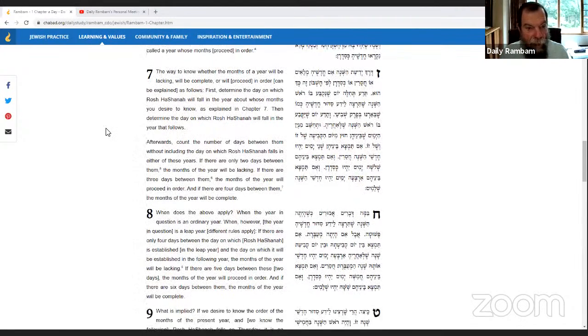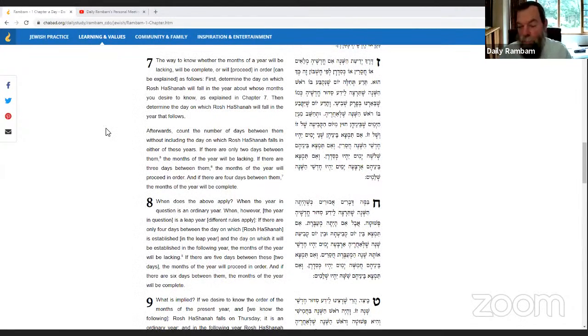Number 7. Now he's going to tell us some tricks of how to calculate the calendar. I don't think any of you are really into this stuff, I don't know, maybe some of you are. Maybe there are some real mathematicians or actuaries in our midst here today who are into this stuff. It's not one of my fortes, to be honest.